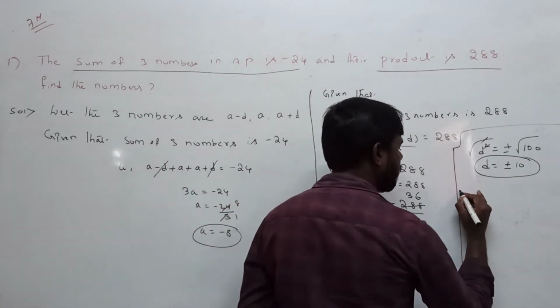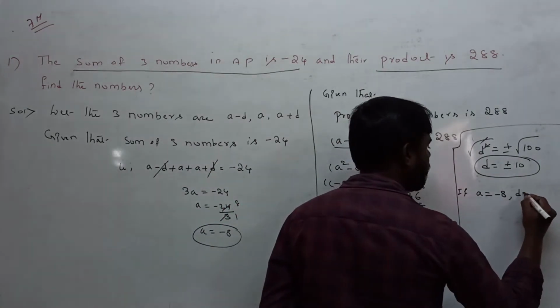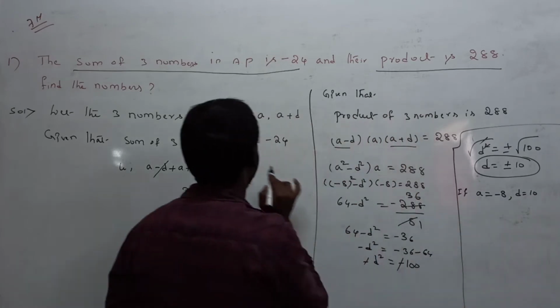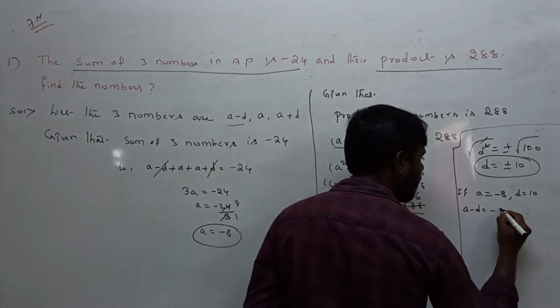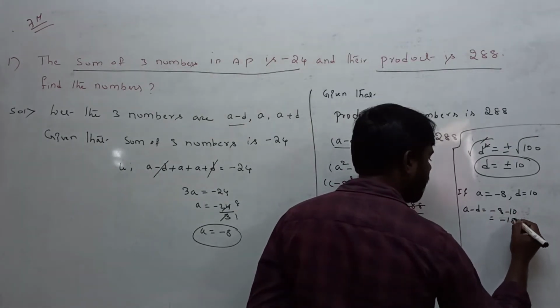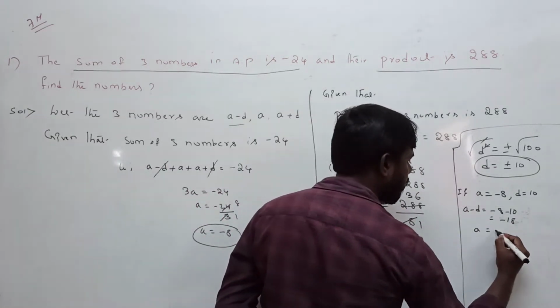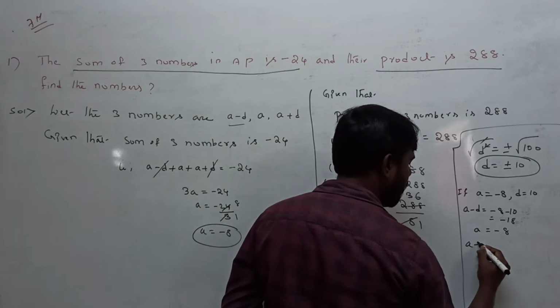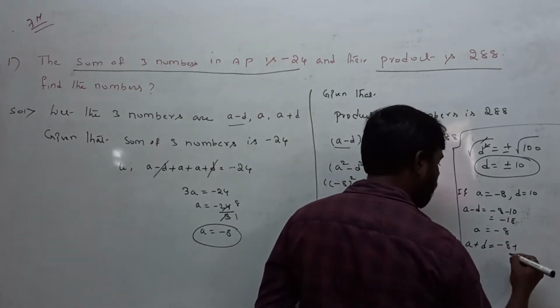Finally, to find the three numbers. First condition: if a is equal to minus 8, d is equal to plus 10. What is the first number we are assuming? a minus d. a minus d is equal to a value minus 8 minus d value 10. What value are you getting? Minus 18. The second number is denoted by a, so a is equal to minus 8. Next, the third number we are assuming is a plus d. a value is minus 8 plus d value is 10, which is equal to 2.